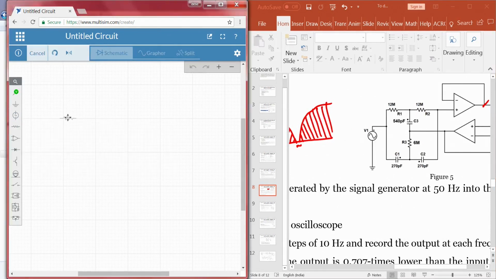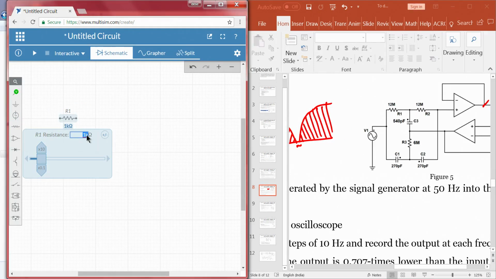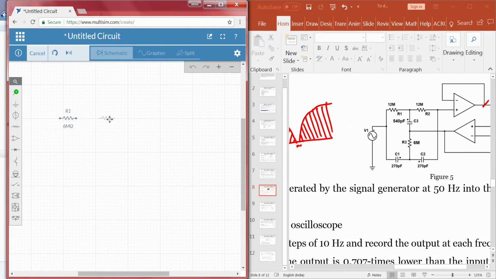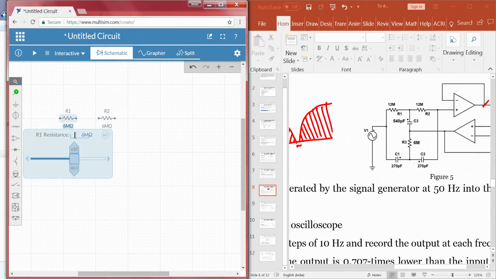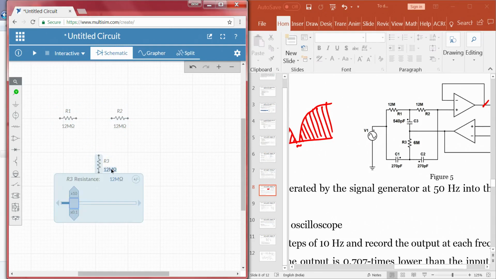So, I will take 3 resistors, the value of this is 6 mega. I am replacing the resistance with 6 mega, and the other resistor should be 12 mega, sorry, and one resistor should be 6 mega. So, this should be a 6 mega resistor, and let me delete this, so it is easy to create. Then the other one should be 6 mega, and the R3 resistance should be 6 mega.